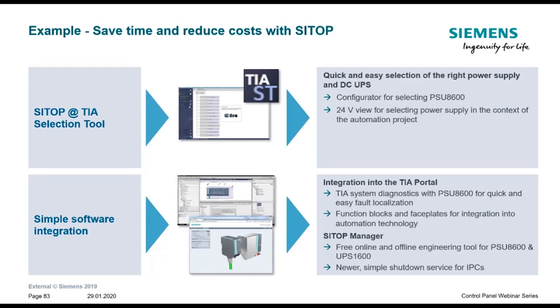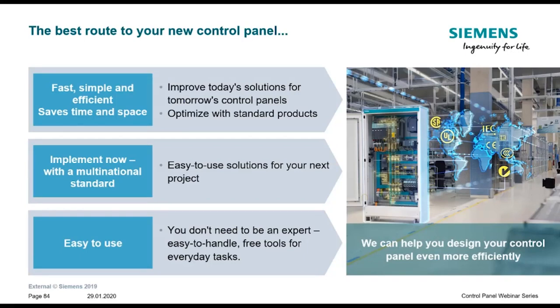As examples in the TIA Selection Tool, we have our SITOP power supplies with a quick and easy selection of the right power supply, depending, of course, on the loads that you have or the number of IOs on PLCs. And actually, it's a simple software integration also into TIA Portal with system diagnosis, especially for the PSU8600 for quick and easy fault locations. It has function blocks. It has even a SITOP Manager that's a free online and offline engineering tool. Also a SITOP UPS and shutdown device for IPCs. More of these examples, including also how load feeders are configured in the TIA Selection Tool, you will see in our webinar that I mentioned before.